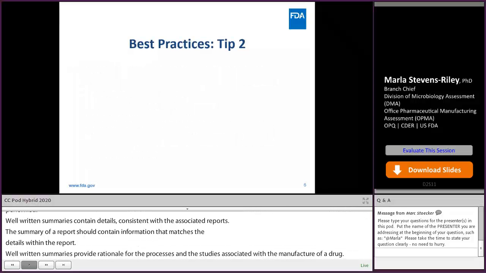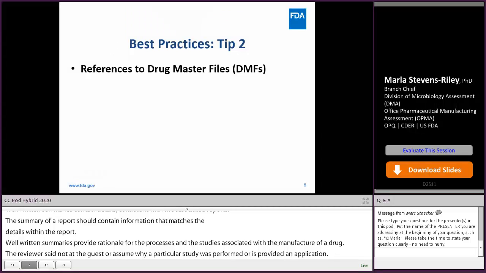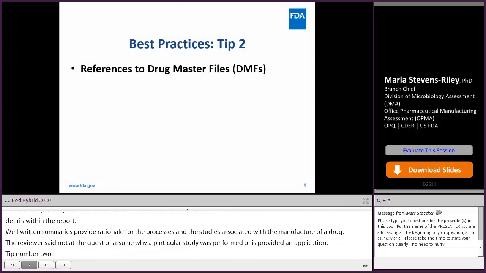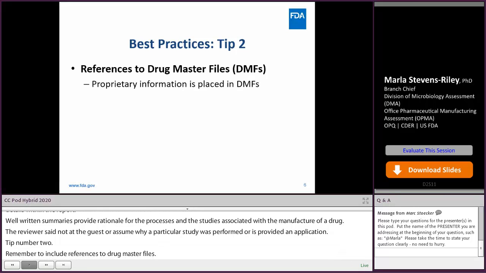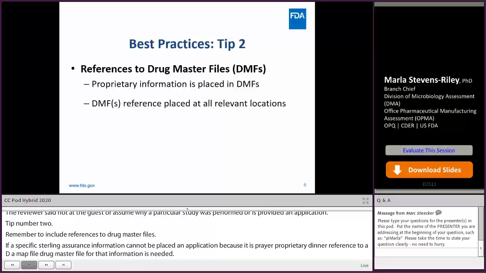Tip number 2. Remember to include references to drug master files. If specific sterility assurance information cannot be placed in the application because it is proprietary, then a reference to a DMF, drug master file, for that information is needed. The reference to the specific DMF should be placed in the relevant sections of an application. This can be done in multiple places.